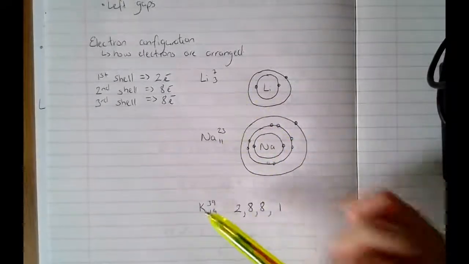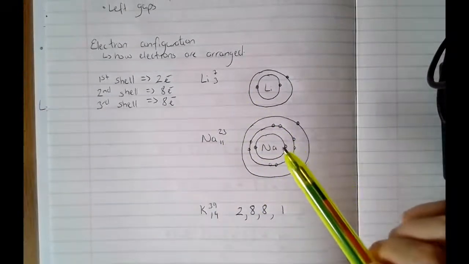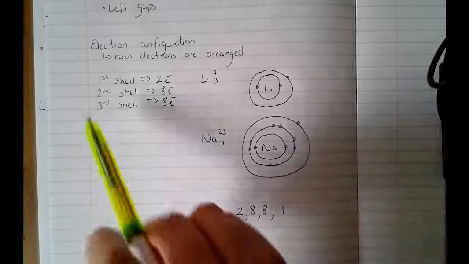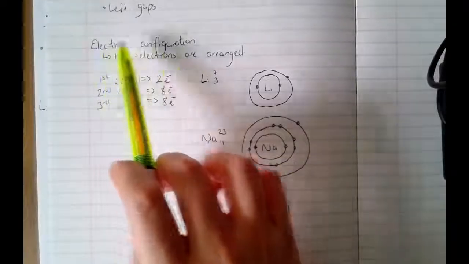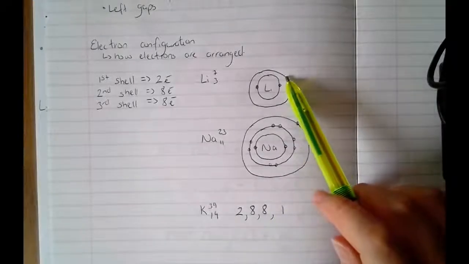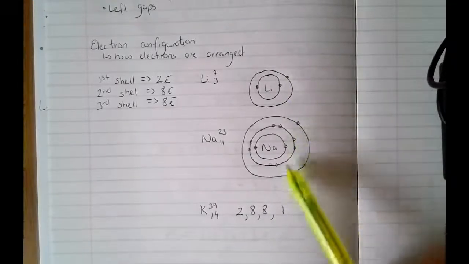Lithium, sodium, and potassium are all in group 1, and they're in group 1 because they've got the same chemical properties. The reason they have the same chemical properties is because they all have something in common in terms of their electron configuration. If you look at all 3 of them, they all have 1 electron in their outer shell.